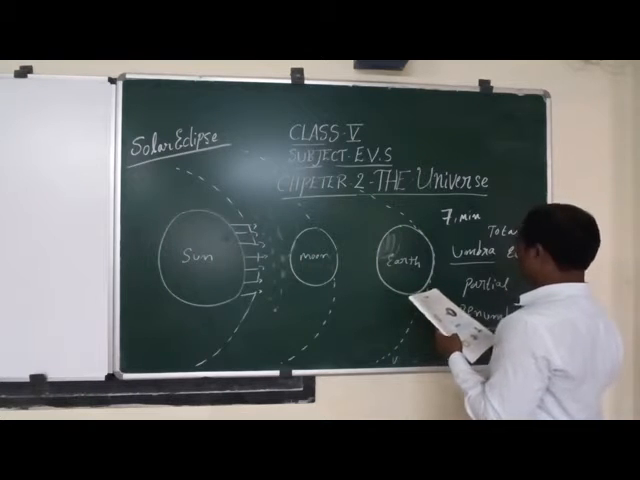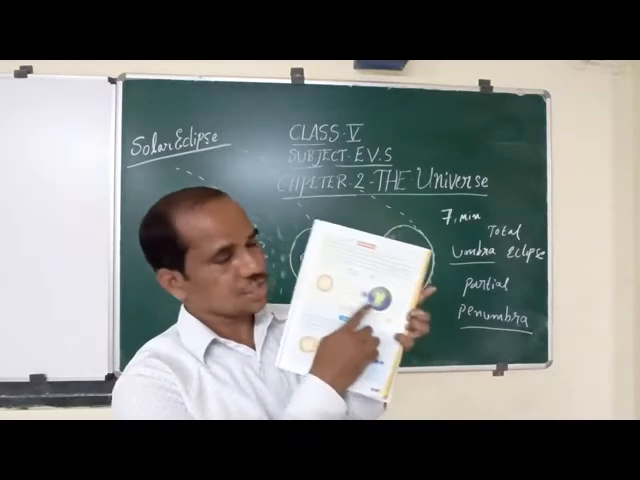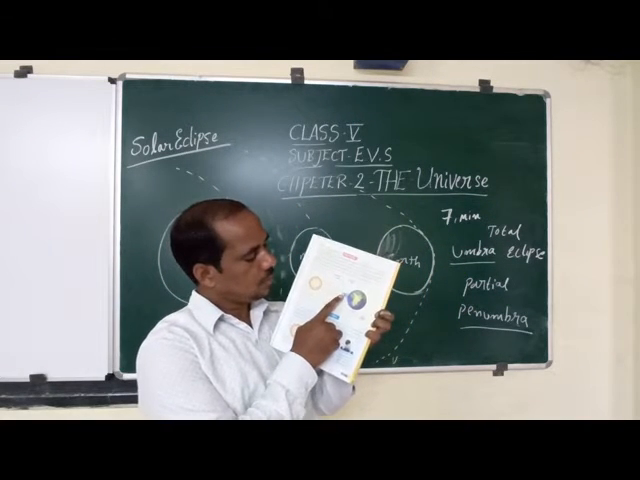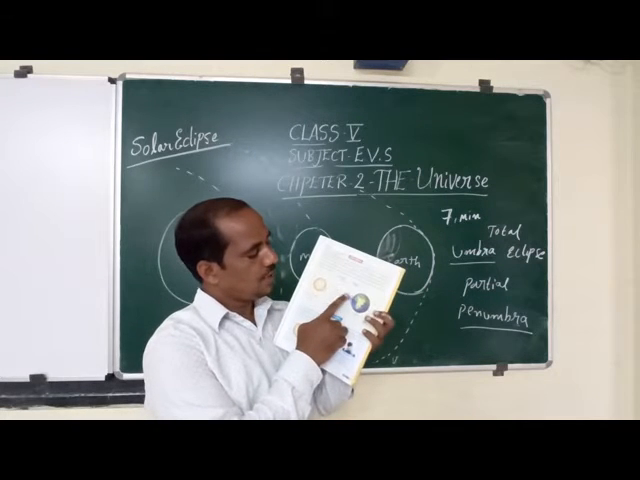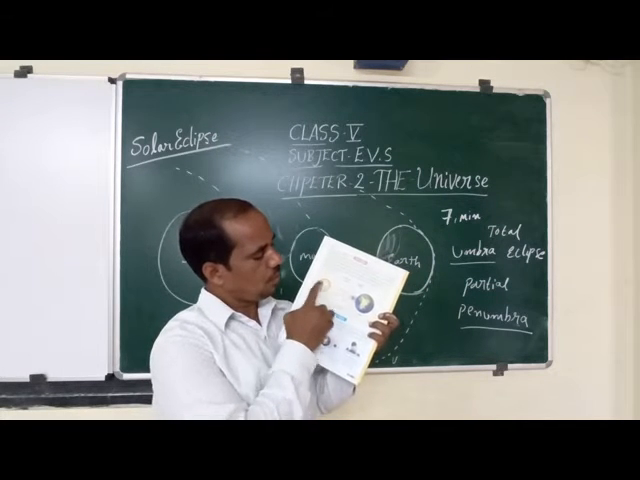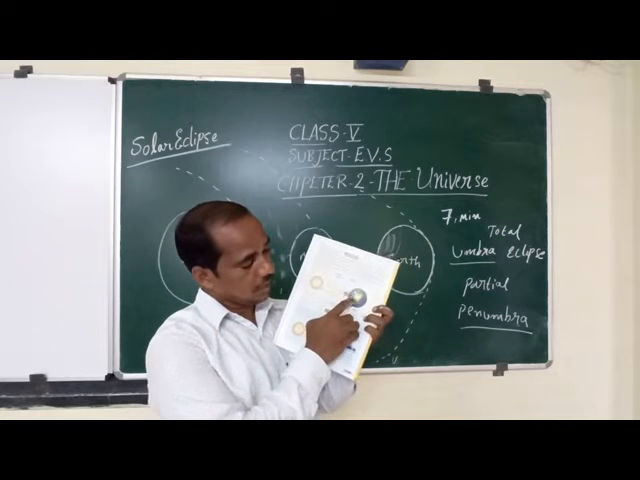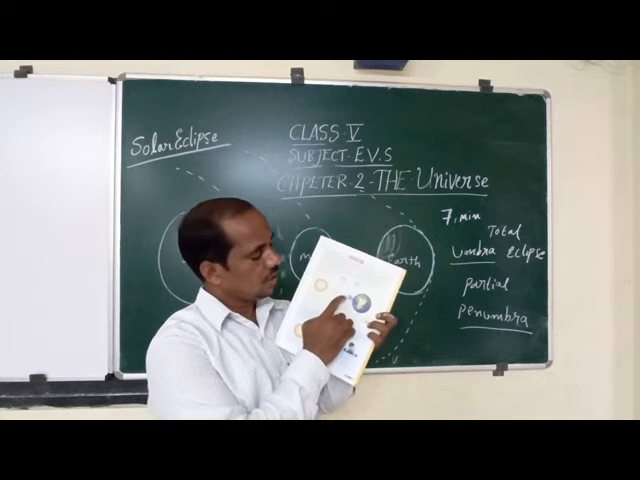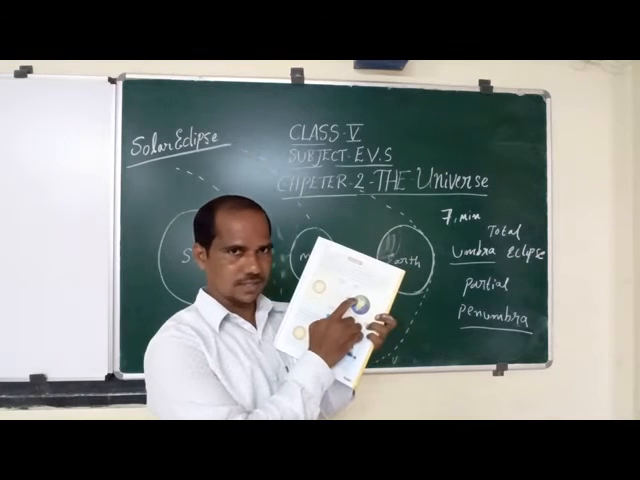Penumbra. Understood? Okay. You can see in this picture. The moon came in between the sun and the earth. When the moon blocks the sun, it blocks some part of the earth, and then the moon casts its shadow on the earth in some places.